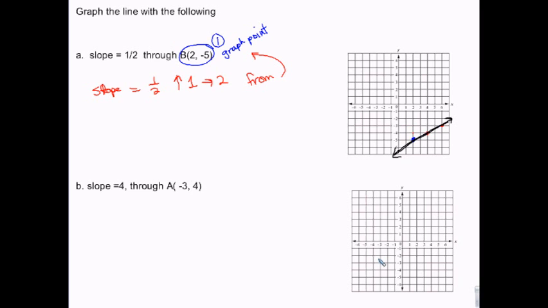Is that okay? So I'm going to start at negative 3, positive 4. And here my slope is 4, which is 4 over 1, which means I'd go up 4 and over 1. But look what happens. I go 1, 2, 3, I'm out of room. Okay, and I did that on purpose because I wanted to show you what to do in this case. If there's no room, go backwards. Down 4, back 1.